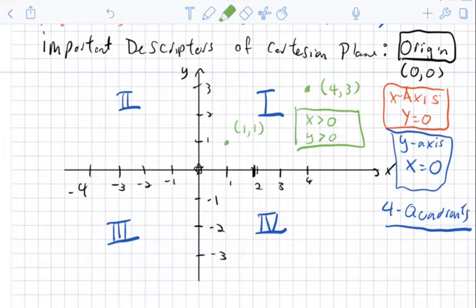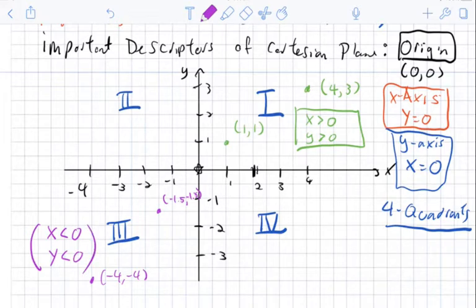Let's move to the next quadrant. You know what? Let's move to this quadrant here. In this quadrant, all of the points have something in common as well. This one is minus 1.5, minus 1.5. This one over here is minus 4, minus 4. Both the x and the y coordinates of all the points in this quadrant are negative. The x-coordinate is going to be less than 0, and the y-coordinate is going to be less than 0.